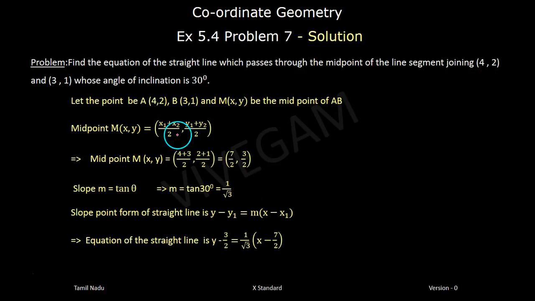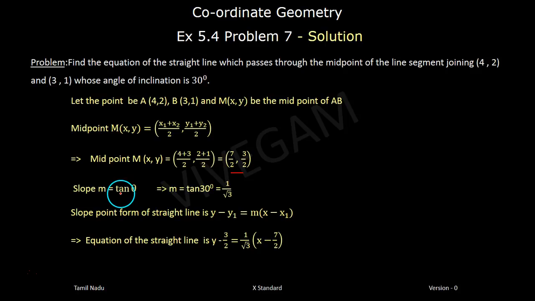The solution. Let the points be A (4, 2), B (3, 1) and M (x, y) be the midpoint of AB. Okay, midpoint is given by (x1 plus x2) by 2, (y1 plus y2) by 2. This is x1, y1, x2, y2. So substituting that in this formula, we get midpoint M equal to (4 plus 3) by 2, (2 plus 1) by 2. So 4 plus 3 is 7, 7 by 2, 2 plus 1 is 3, 3 by 2. 7 by 2 and 3 by 2 are the 2 coordinates.